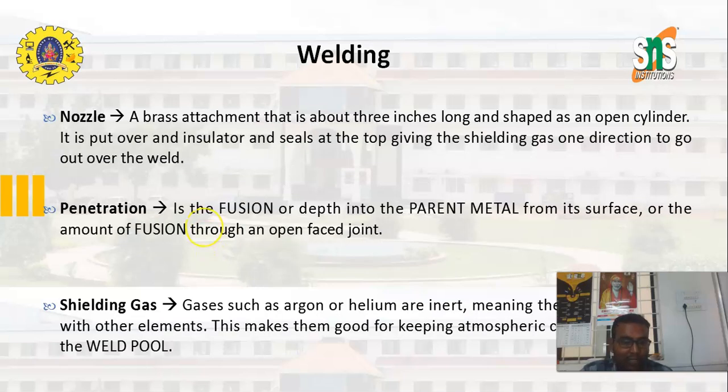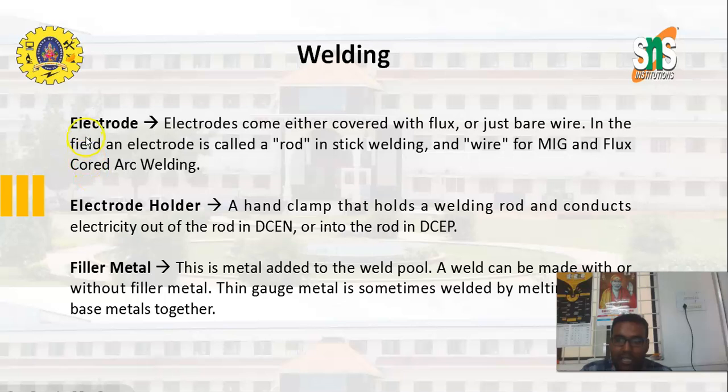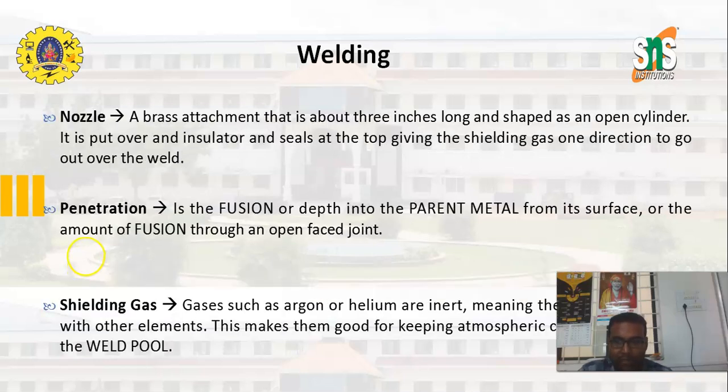These are some of the major terms used in welding. The first one is an alloy, next arc, next bead, next an electrode, and in order to hold the electrode there will be an electrode holder. Then, in order to fill the material between two parent materials we can use the filler material, based upon the different types of applications, and it can also be changed based upon the different types of welding process.